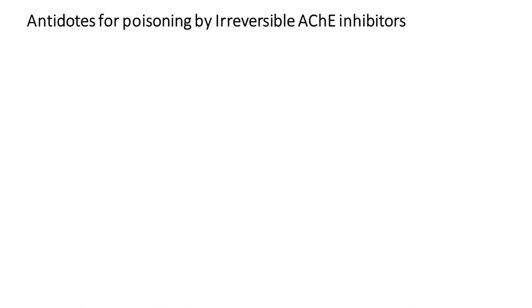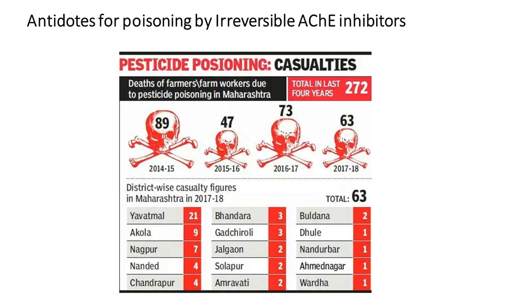Antidotes for poisoning by irreversible acetylcholinesterase enzyme inhibitors, because these molecules, irreversible acetylcholinesterase inhibitors, are very poisonous. So it is one of the main reasons for suicides also. Pesticide poisoning is a threat to farmers.